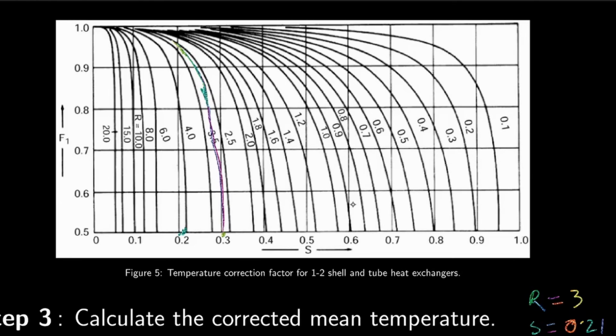And for the value of S to be 0.21, if you draw a line up there, the intersection of these two will give the value of Ft. So from here, we can get the value of Ft to be around 0.94. Do remember that these different lines are for different values of R in the increasing direction, and you have the values of S on the x-axis. So take the value of S on the x-axis and go all the way where it crosses the line corresponding to the value of R. You get there the value of the correction factor from the chart. So we get a value of around 0.94.